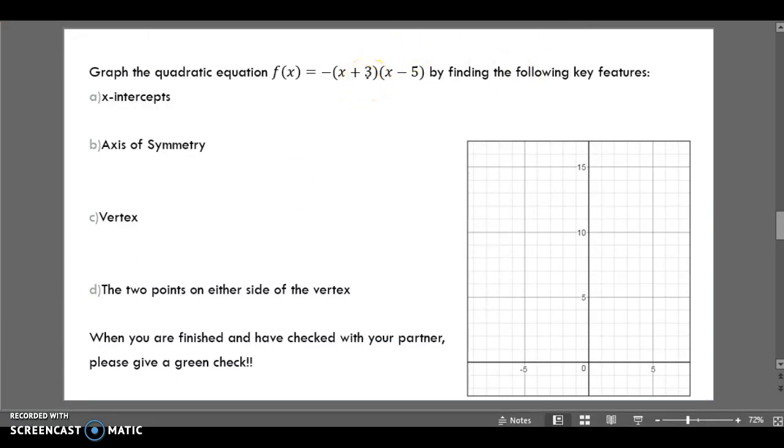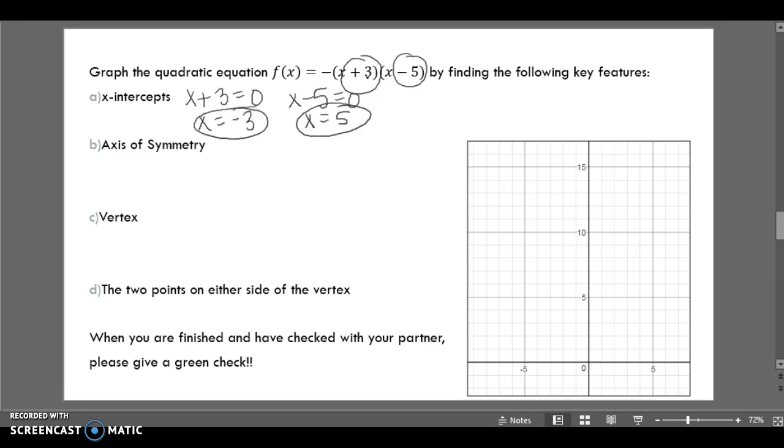For our x-intercepts, again, we take each of these factors and set them equal to 0. So x plus 3 equals 0 and x minus 5 equals 0. So we have x equals negative 3 and x equals positive 5. Those are the x-intercepts: negative 3, which is down here, and positive 5 right there. I drew two dots there.